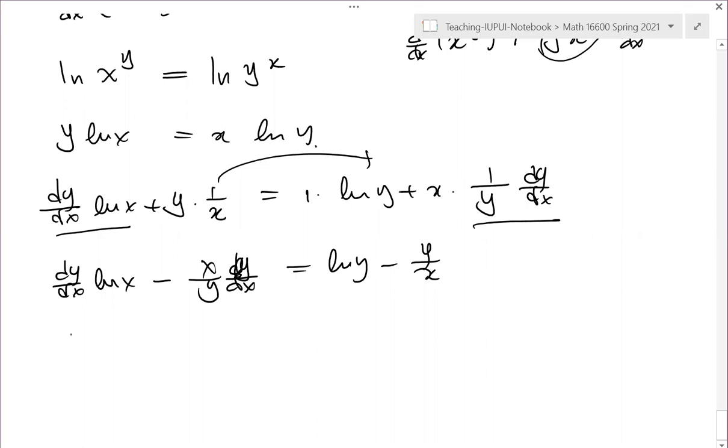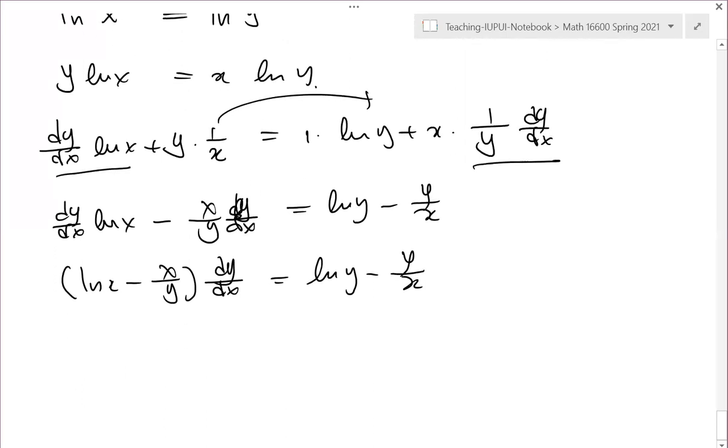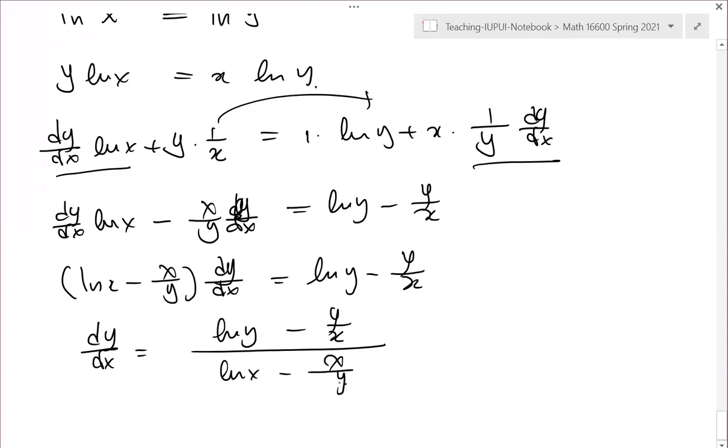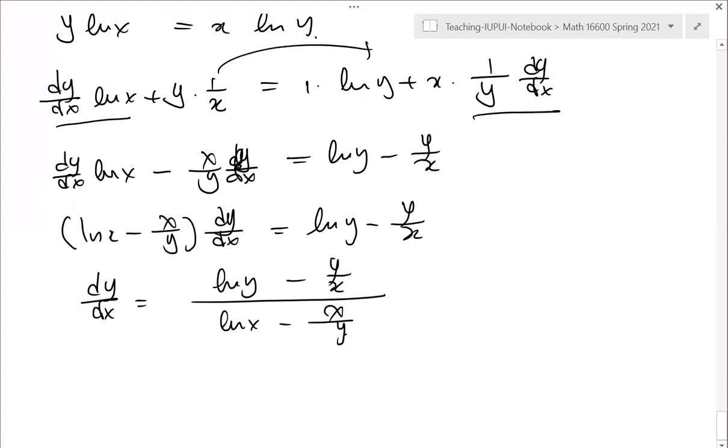Right. So now you can solve for the derivative. It's pretty symmetric in x and y. If you interchange the two variables, you end up with similar equations. So the derivative is going to be natural log of y minus y over x, divided by natural log x minus x over y. Okay. So that's all we get.